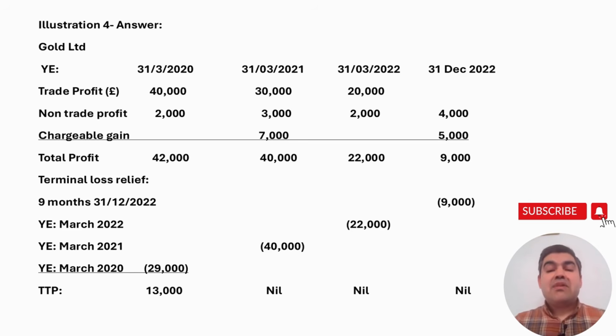As a result, when we use the loss in 31st December 2022, you will lose the charitable donation, or the charitable donation will be wasted for 2022. For March 2022, the charitable donation will be wasted. And for 31st March 2021, the charitable donation will be wasted. However, for 2020, we are left with the trading profit of 13,000 and total taxable profit of 13,000. If there is a charitable donation, then you can use it against the total taxable profit.